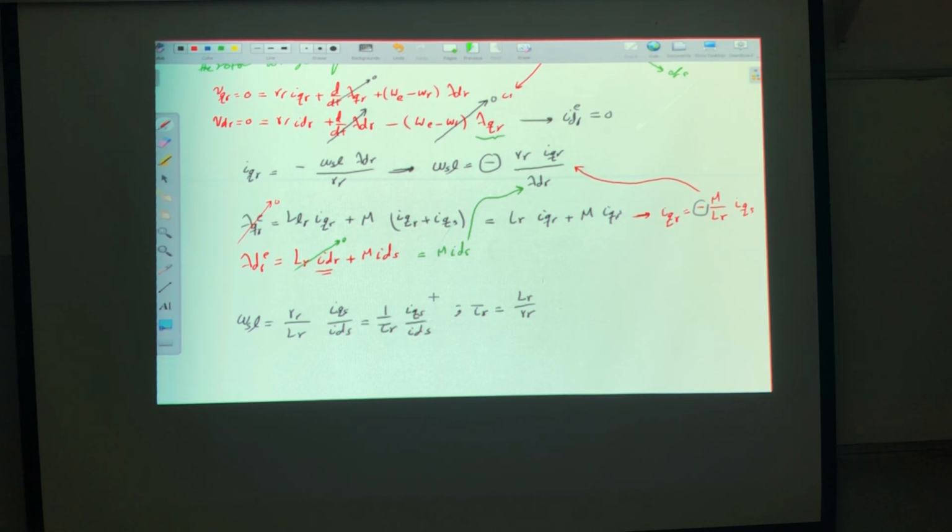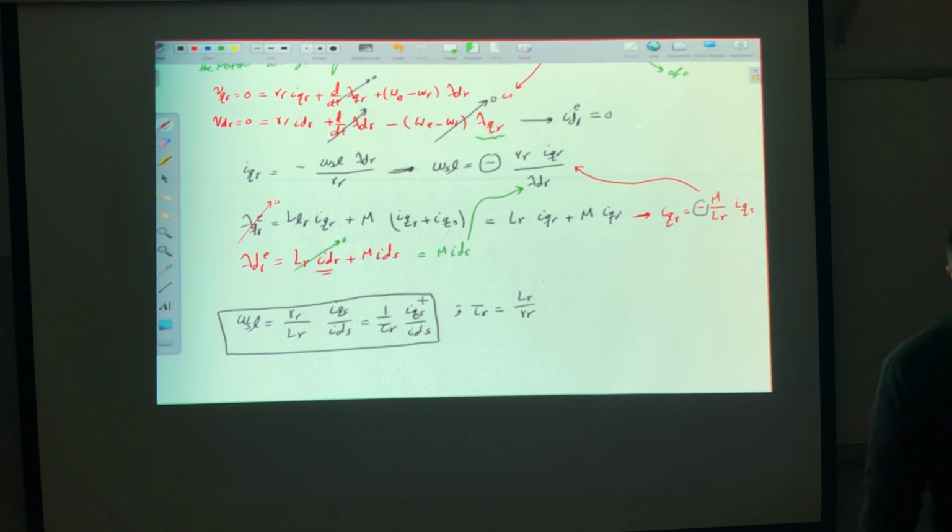So now we have an expression of omega slip in terms of what? Of the stator quantity, the stator current. Can I have it? Yes. In general, for a drive system, I will measure the current actually. I will measure IA, IB, IC, then I will do the transformation. Good.